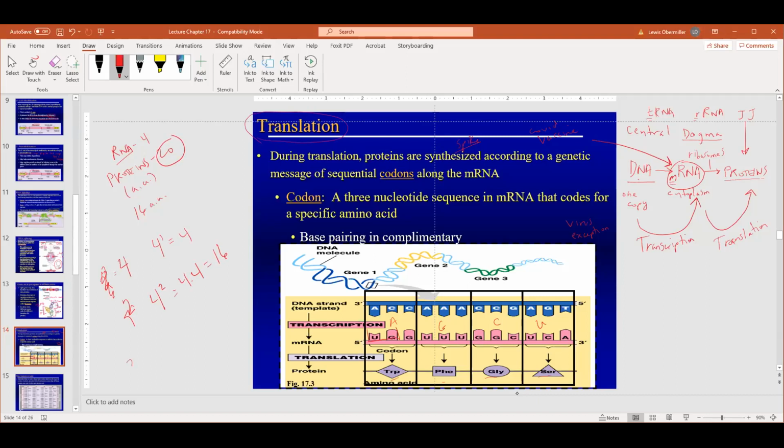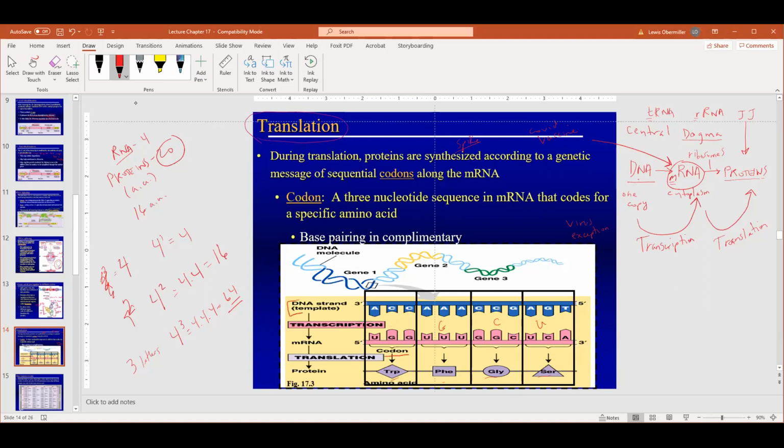So we actually need 3 letters, and that's 4 to the third, which is 4 times 4 times 4, which is 64. So we have 64 possible combinations if we use a 3-letter code. And so that's what ribosomes have evolved to read, the 3-letter code. And we call that 3-letter code a codon.